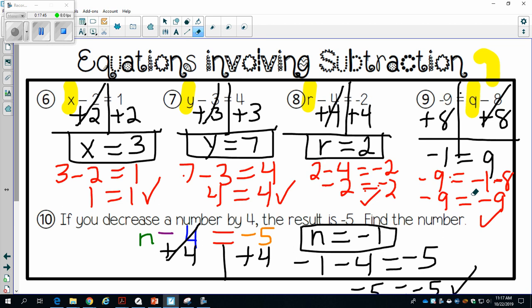Okay, now that we've looked at equations involving addition and subtraction, let's take a look at some equations that involve multiplication and division.